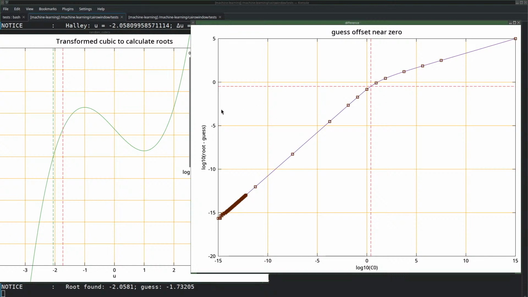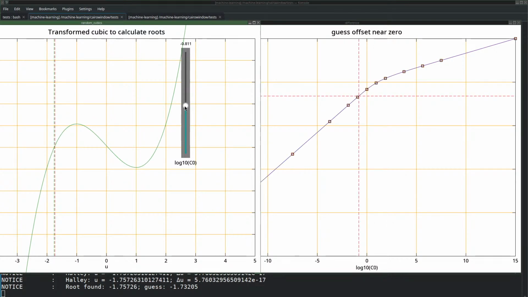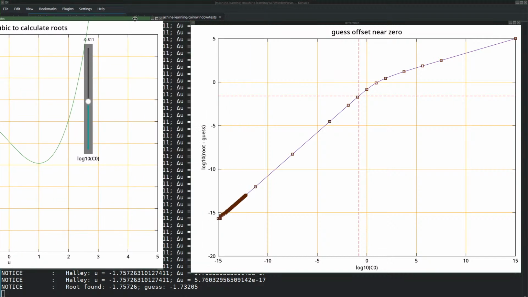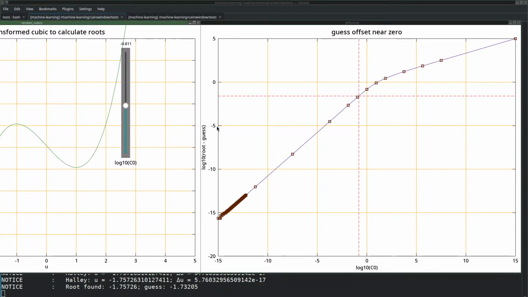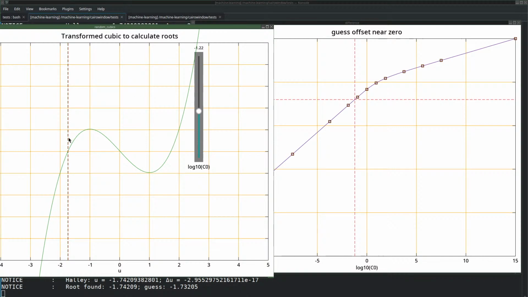The red cross is where the slider is at the moment. So we make it smaller. And I set this thing at minus 100, so that is fifth, I guess. 100 is like here, I guess. And then you see that the starting point is almost on top of the root. So the Halley method iteration to find the actual root is going to be very, very fast.